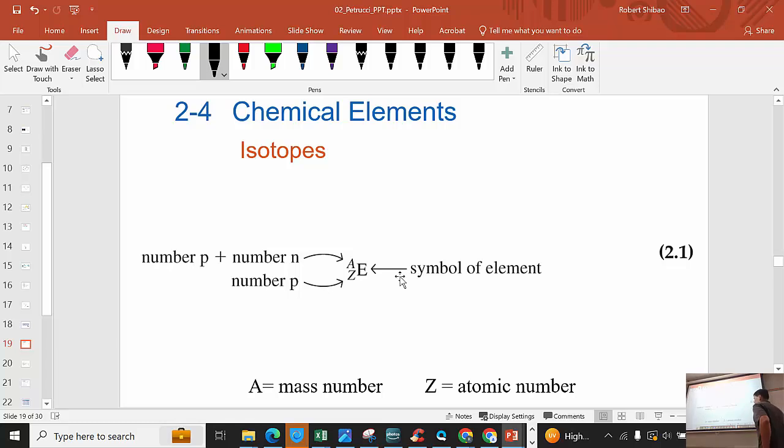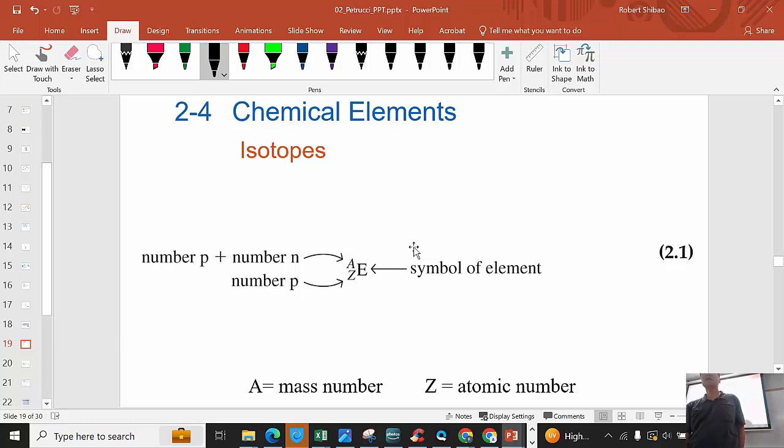So atoms consist of protons, neutrons, and electrons, and atoms of different elements are different. What's different is the composition. When we look at the composition of an atom, we can get it from this. We have the symbol of the element, E, which is either 1 or 2 letters. And then we have Z. What's Z called? The atomic number. And A is the mass number. But is the mass number a mass? The mass number is not a mass. It is the number of protons plus the number of neutrons.